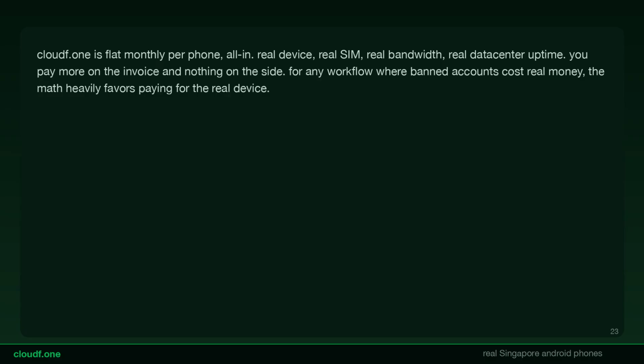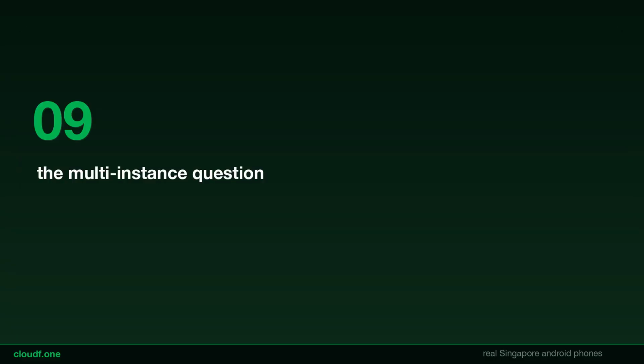cloudf.one is flat monthly per phone, all in. Real device, real SIM, real bandwidth, real data center uptime. You pay more on the invoice and nothing on the side. For any workflow where banned accounts cost real money, the math heavily favors paying for the real device.